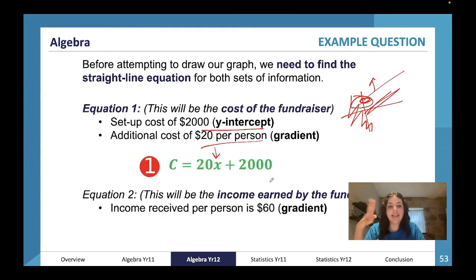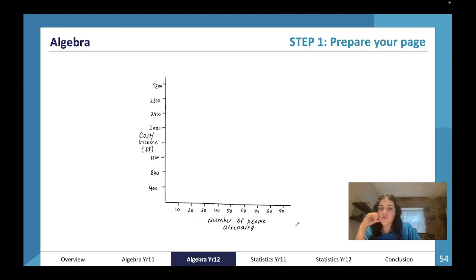The second equation is the income earned by the fundraiser. The income earned is $60 per person, which is just going to be I equals 60x. No need for a y-intercept. So this is what our graph would look like.